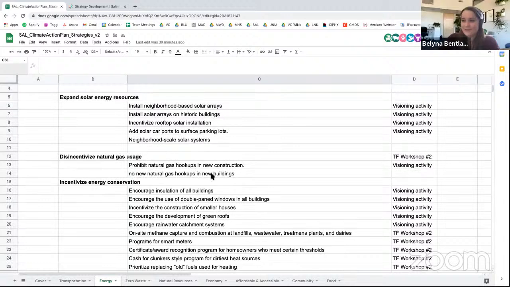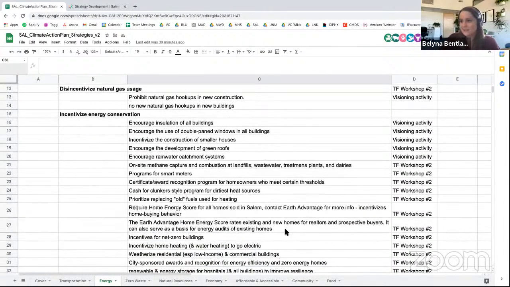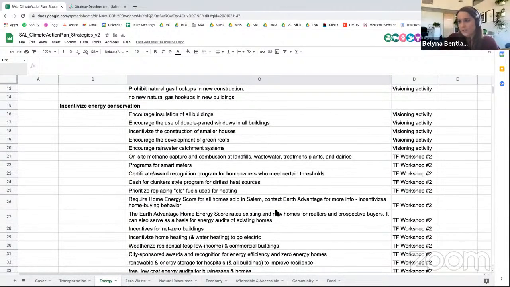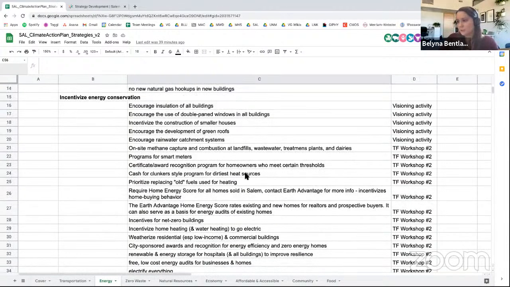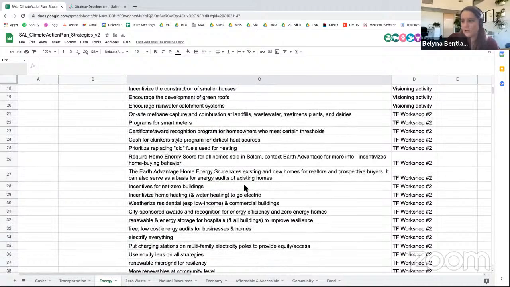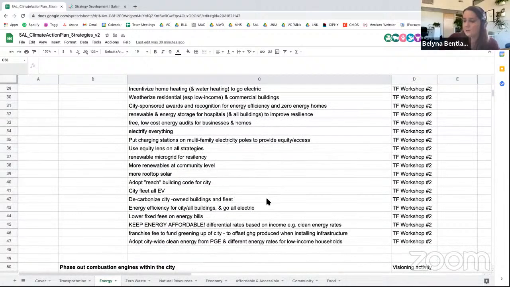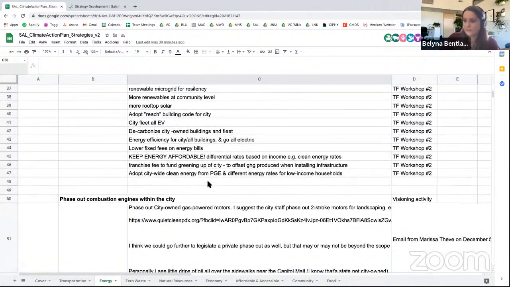So energy, we have solar, we have disincentivizing natural gas usage, incentivizing energy conservation. So we know that there are some existing programs, and at the next workshop, we'll hear from utility companies about their emission reduction plans, as well as they'll touch on some of their energy conservation programs here, but lots of conservation opportunities. And then this last one, phasing out combustion engines. So whether that's with landscaping equipment or again with the city's fleet of vehicles fitting in with transportation.